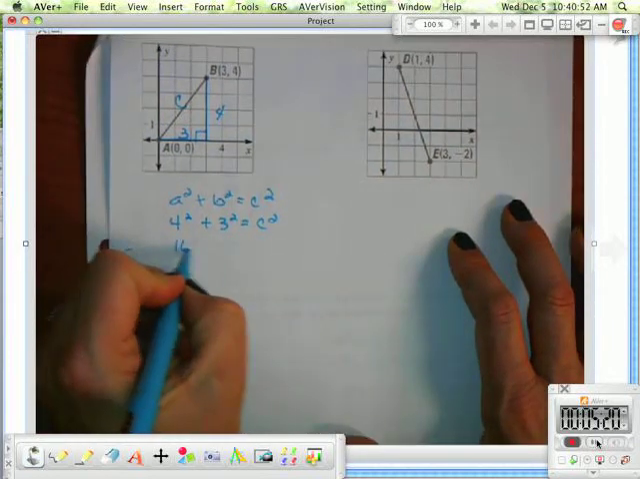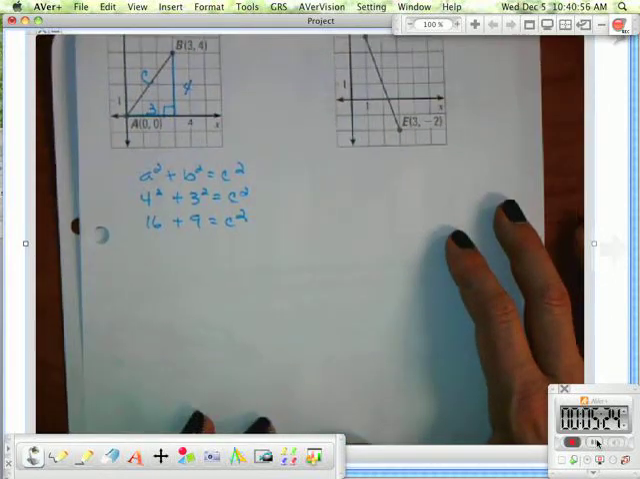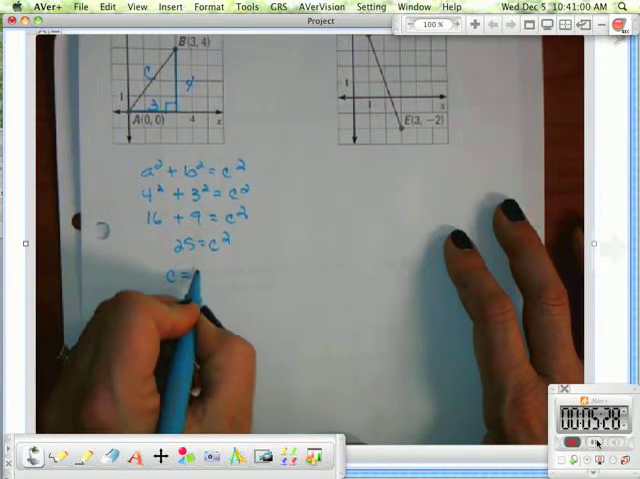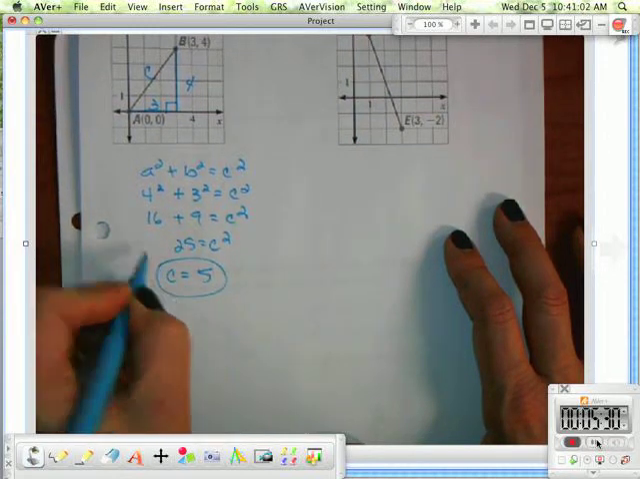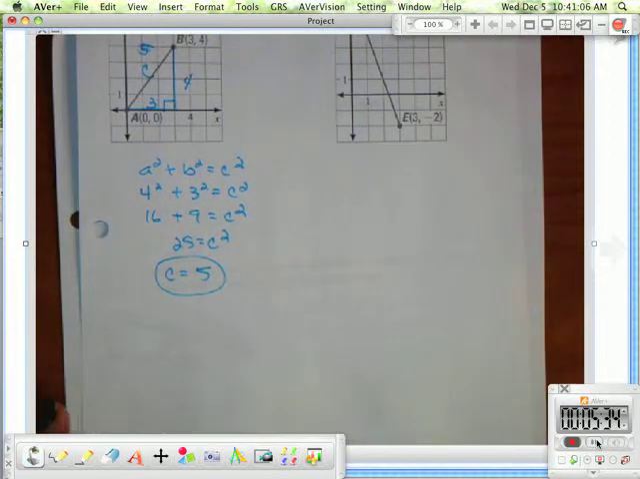16 plus 9 equals c squared. 25 equals c squared. C equals 5. Oh, would you look at that? It's a 3, 4, 5, which is a Pythagorean triple. 3, 4, 5.